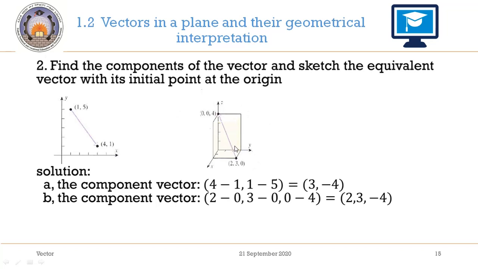In the second example, the points are represented in three-dimensional space. Their initial point is (0, 0, 4) and their terminal point is (2, 3, 0). To find the components of the vector, subtract the initial point from the terminal point. Then the components are (2, 3, -4).